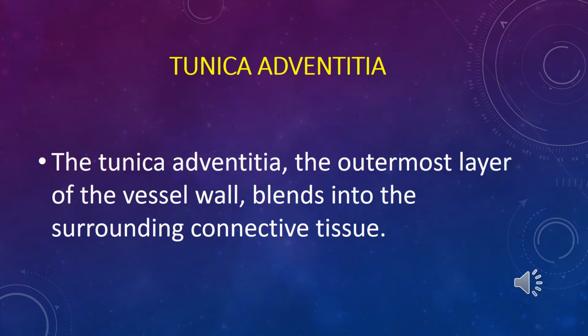Tunica adventitia in blood vessels is composed of connective tissue. Sometimes in tunica adventitia, some small blood vessels can be visible. It's the vasa vasorum, or another name, vessels of the vessel. In large vessels, such as the aorta, a large artery or large vein, in tunica adventitia you can see in the light microscope special small blood vessels.